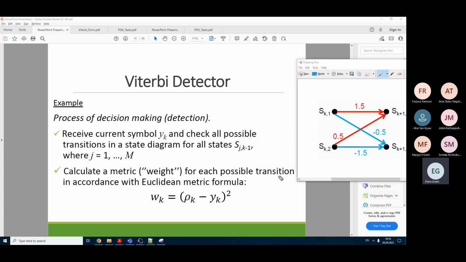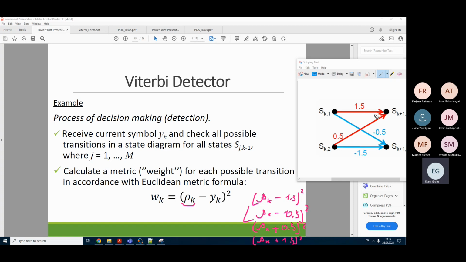So consider that we have received symbol row k, and we calculate row k minus 1.5 squared, row k minus 0.5 squared, row k plus 0.5 squared, and finally row k plus 1.5 squared. Yes, and these are called weights.